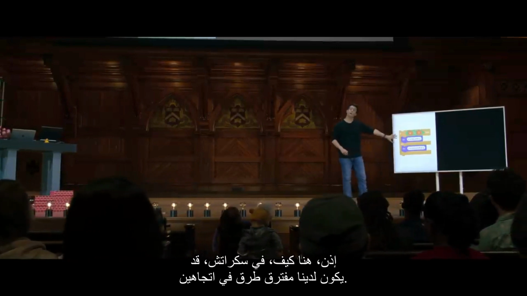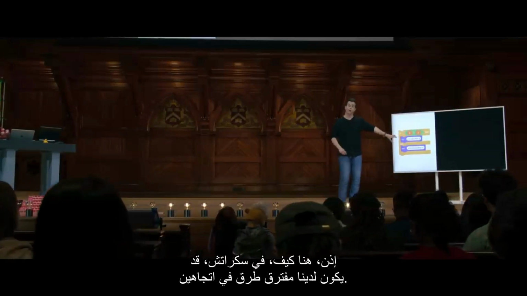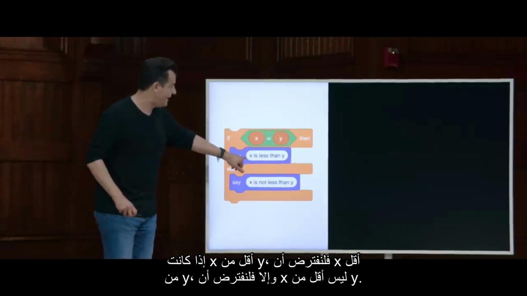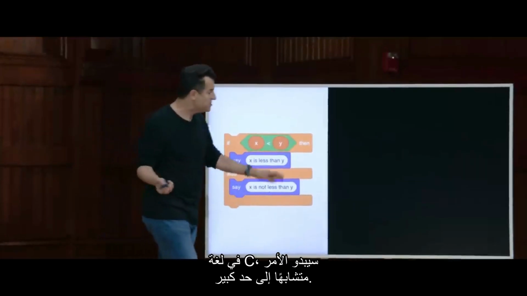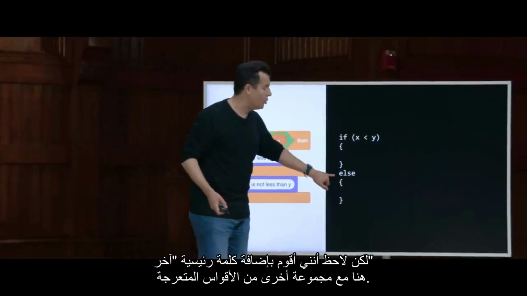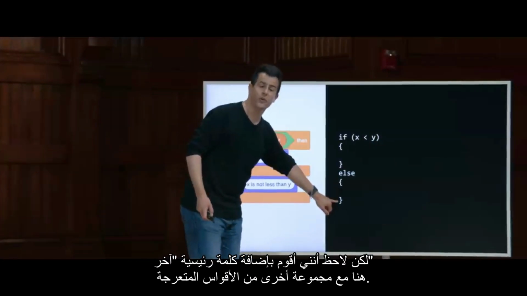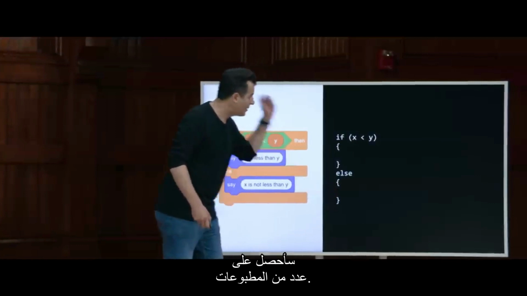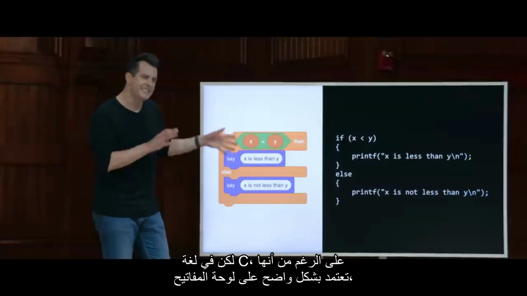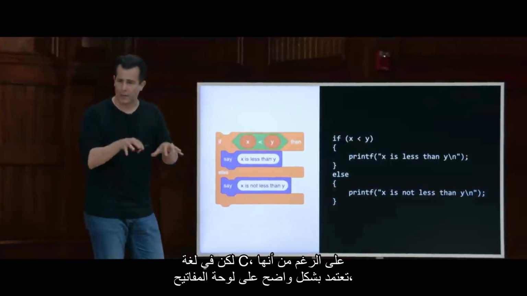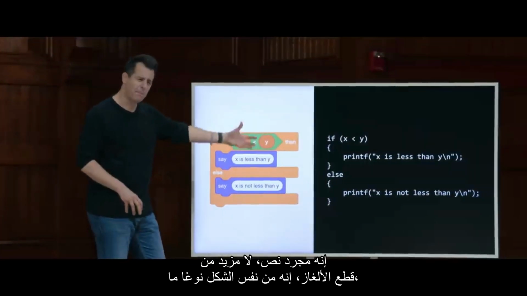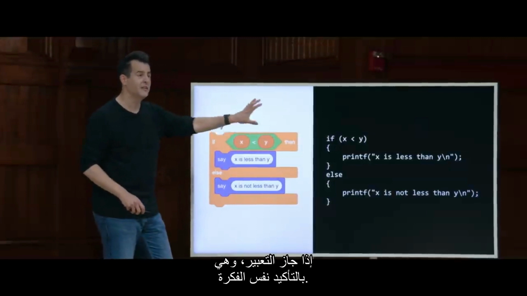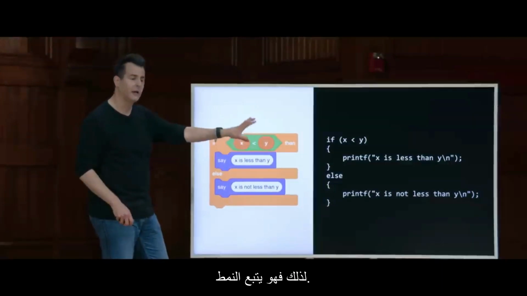So here is how in Scratch we might have a two-way fork in the road. If x is less than y, say x is less than y, else say x is not less than y. In C, it's going to look pretty much the same, but notice I'm adding an else keyword here with another set of curly braces. I'm going to have a couple of more printfs, but in C, even though it's clearly keyboard based, it's just text, no more puzzle pieces, it's kind of the same shape, so to speak, and it's definitely the same idea. So it's following a pattern.